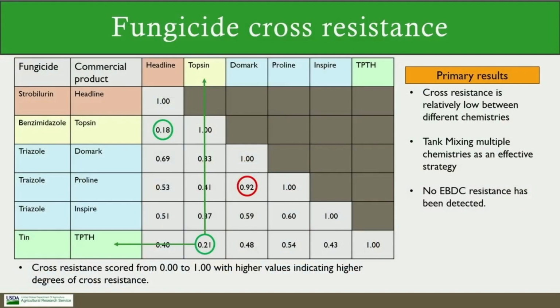And as you can see, there's a few high correlation coefficients when you get within the triazoles or the DMIs. So Proline and Domark have a really high correlation coefficient. And in our lab results, we see that isolates that are resistant to one are typically resistant to the other as well. But that's fairly leaky when you get to other fungicides such as Inspire. You have a lower correlation coefficient there. And the same goes for Provysol, but I don't have that data up here at the moment.